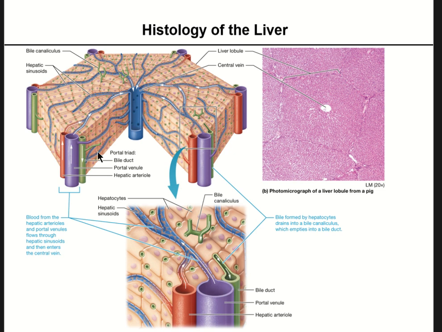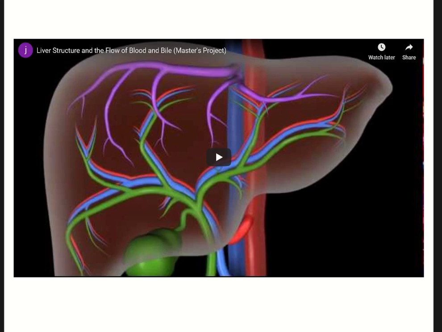One major thing you need to know is that bile is going to flow the opposite direction of blood. So the blood is going to be flowing this way from the vessels towards the center here. And I want you to watch this amazing video of the layout of the liver, but you're going to see that the bile flows towards the portal triads here. So it's super cool. So that's the video that I put, and you can go and watch that.